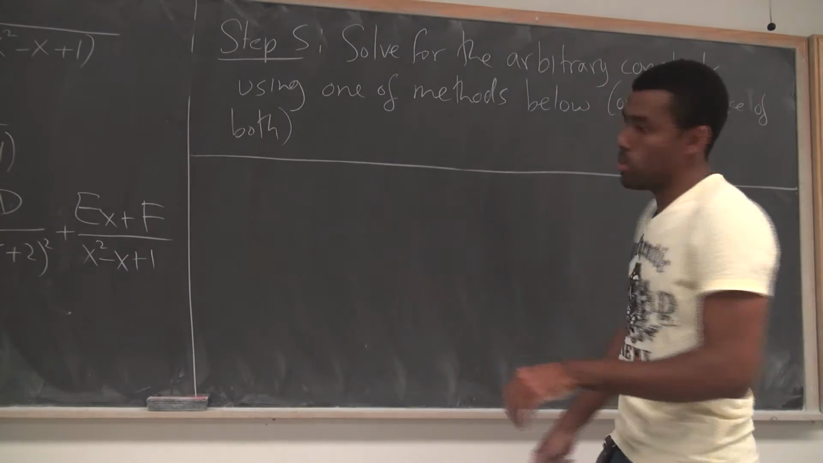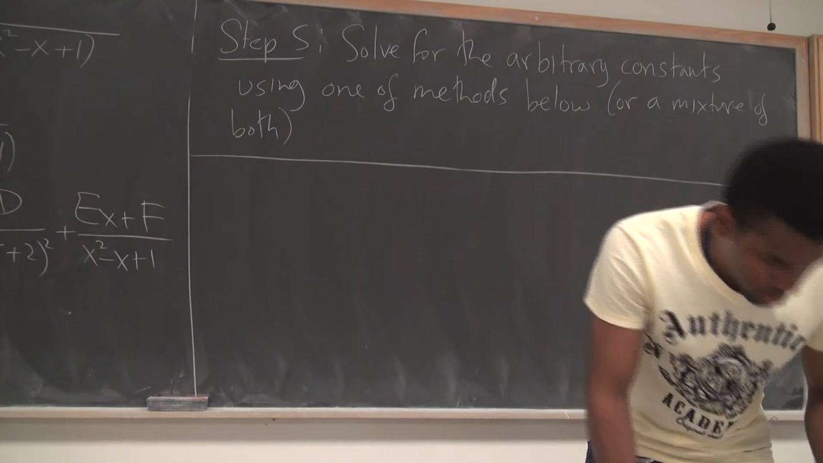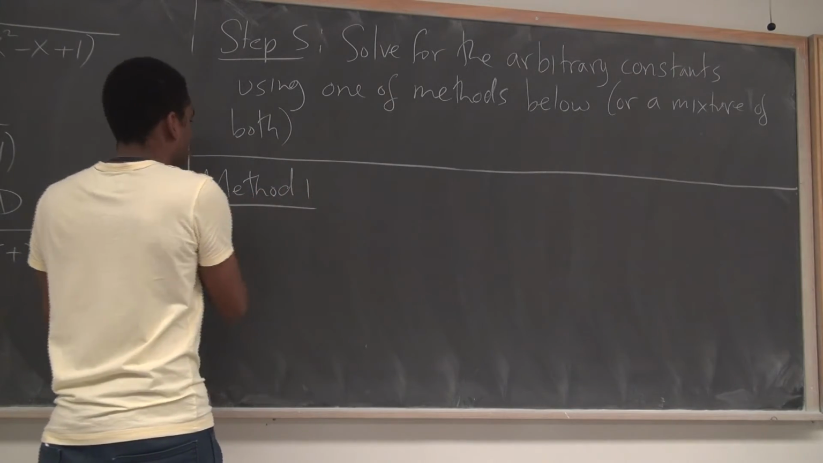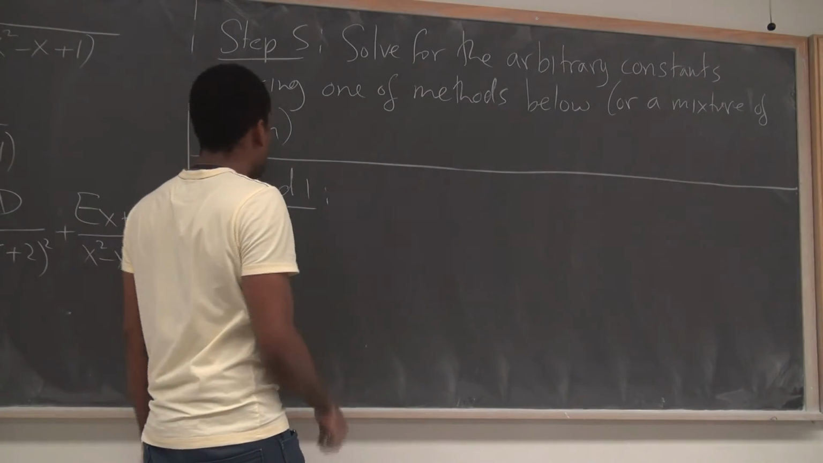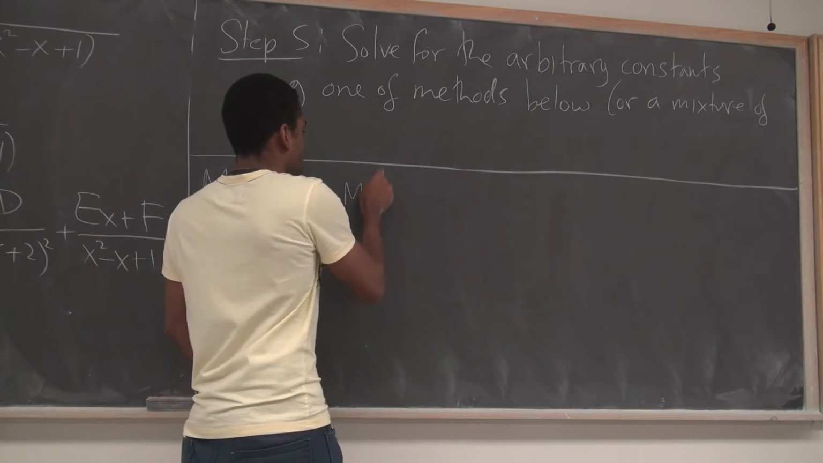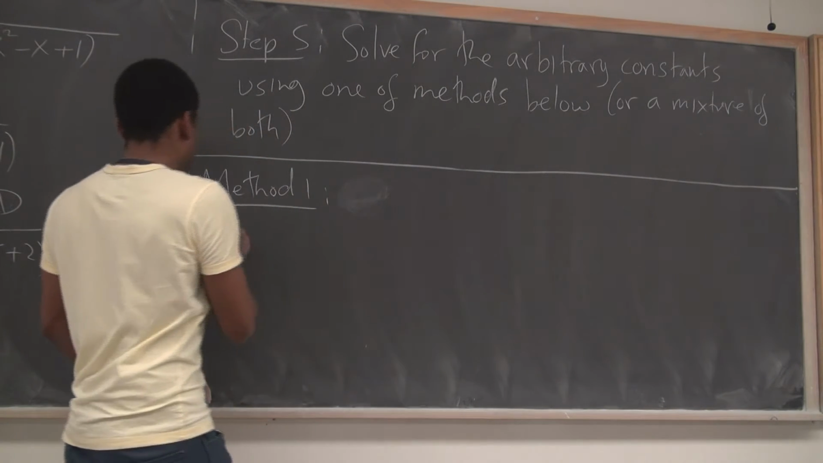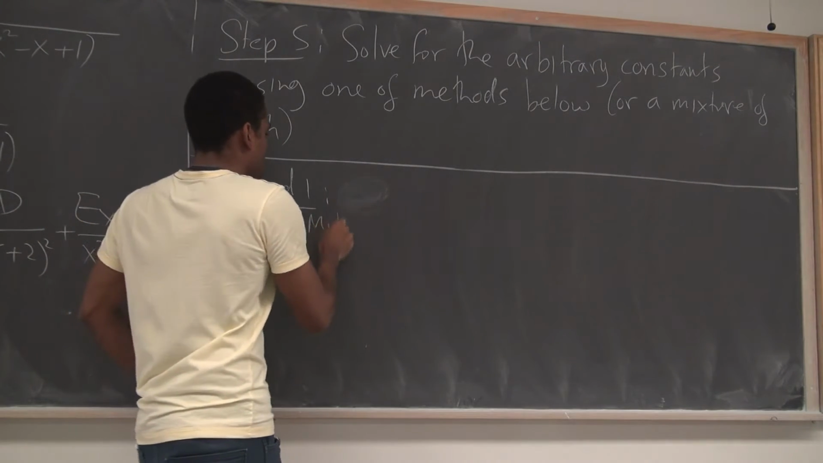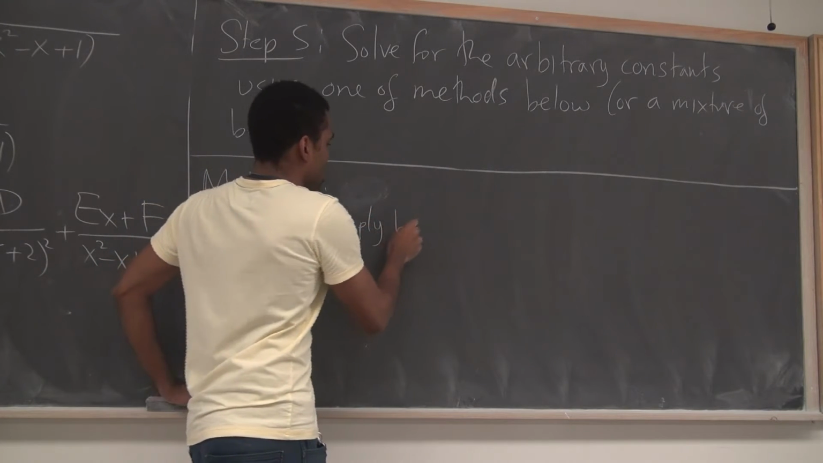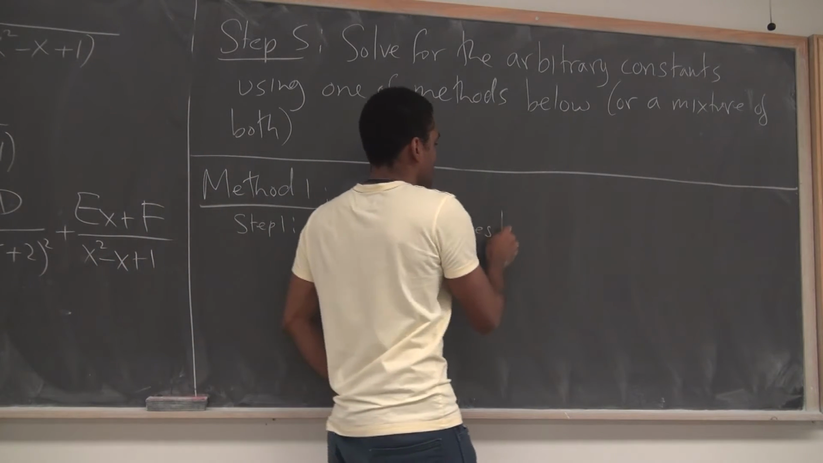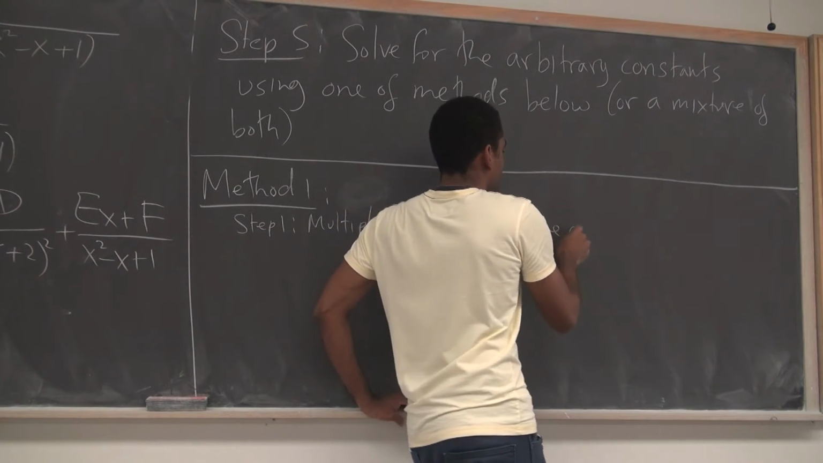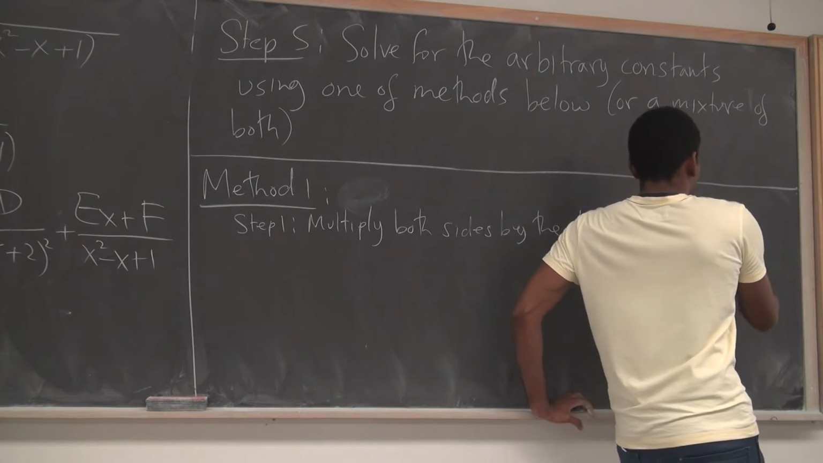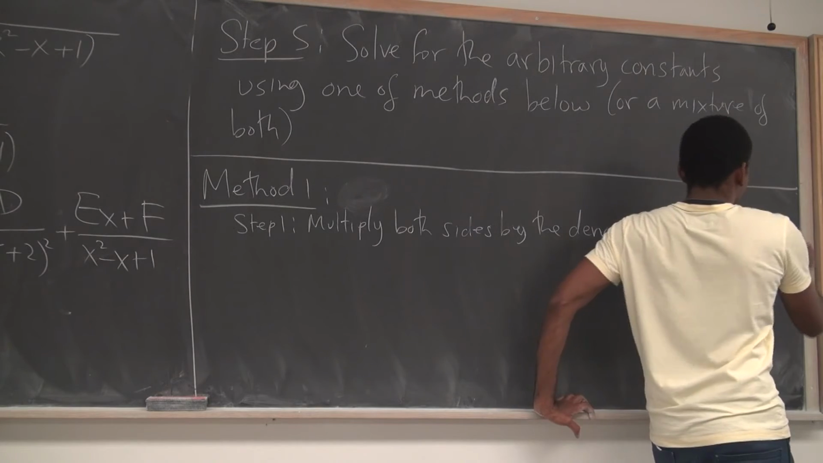Okay, let's do an example. Let's talk about the two methods. Method 1 has two steps. Step 1, multiply both sides by the denominator of the original fraction, the original big one.